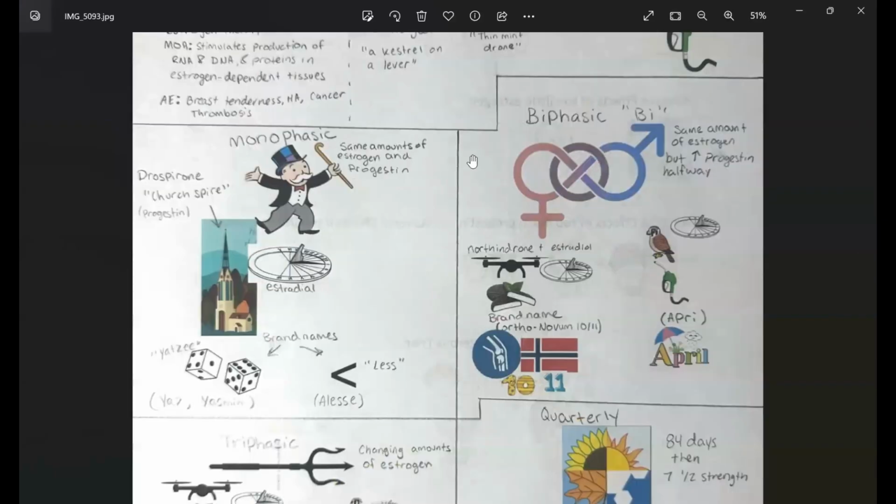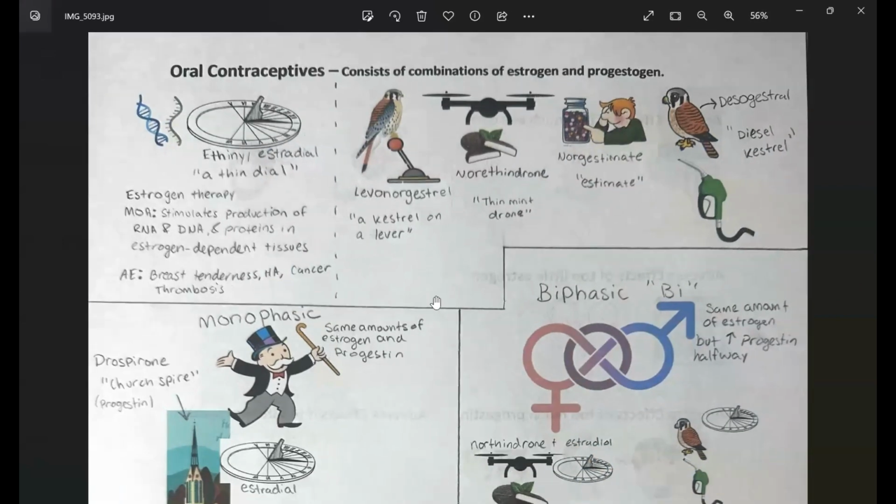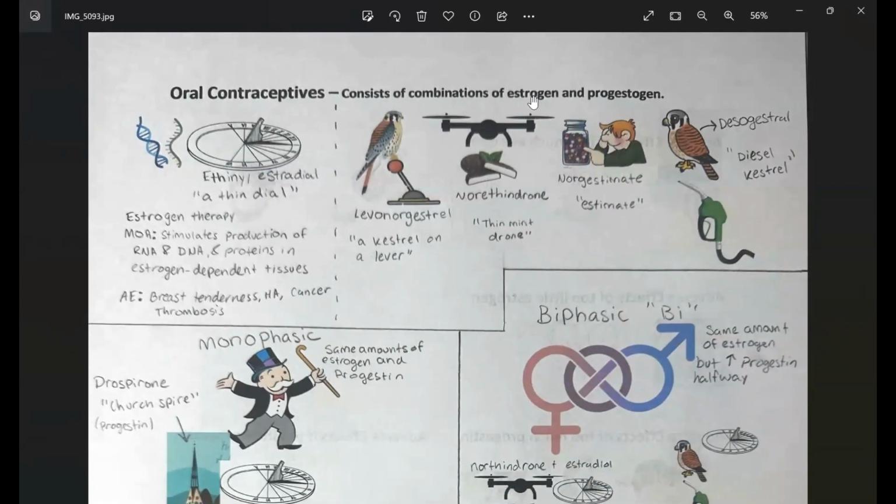So we'll just start off with talking about oral contraceptives. Oral contraceptives consist of both estrogen and progestin. The main type of estrogen that is used is ethinyl estradiol. I thought that sounded like a thin dial, like a thin dial stylus, a thin looking sundial here. This picture is going to come up over and over with every drug that has a combination of estrogen. So just remember, this is estrogen.